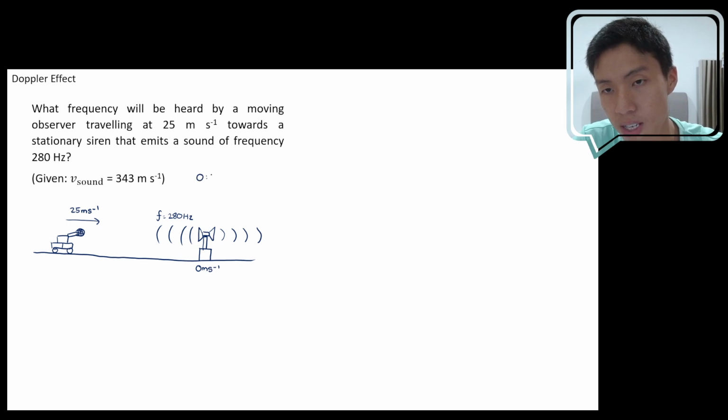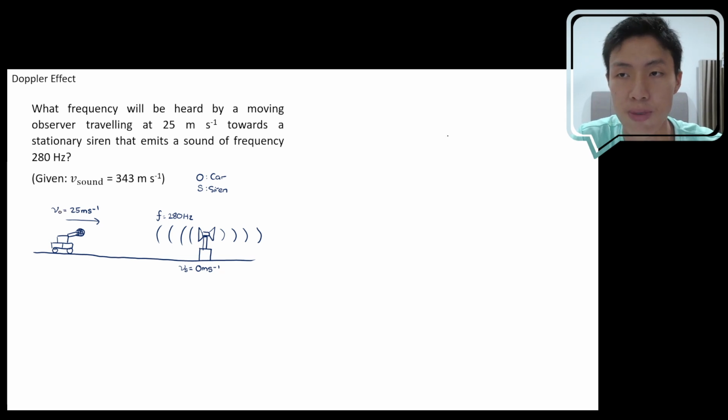The sound source here is very clear. The observer here is the car, and the sound source is the siren. The siren is stationary, so V of the source equals 0, whereas V of the observer equals 25 meters per second. The observer is the one hearing the sound, and it is moving, so our observer has a speed of 25 meters per second. Who is producing the sound? The siren is producing the sound. The siren is not moving, that's why the speed of the sound source is 0 meters per second.